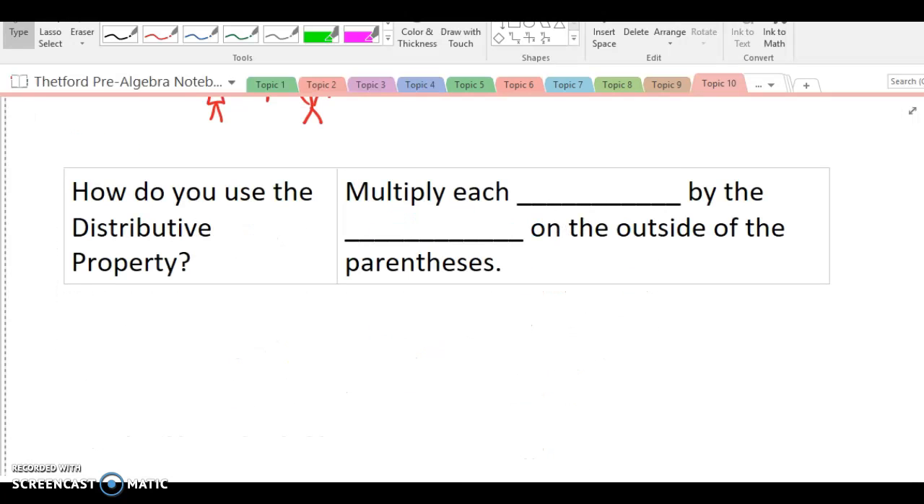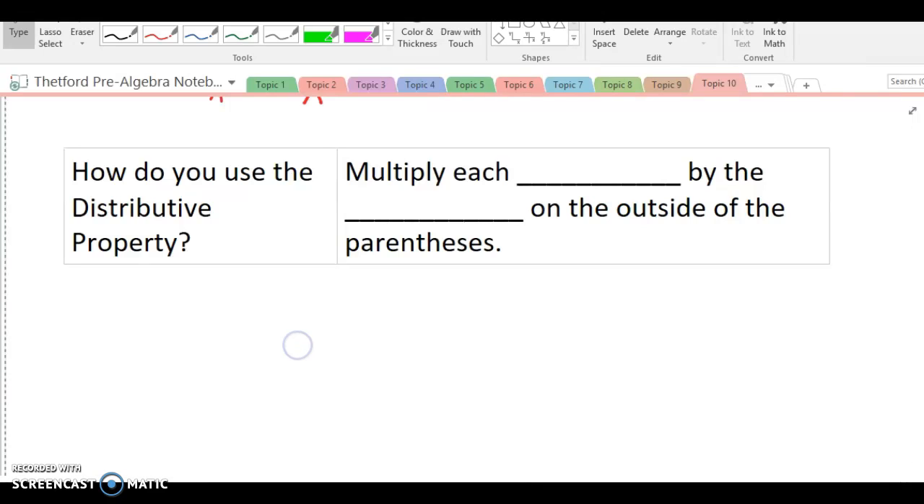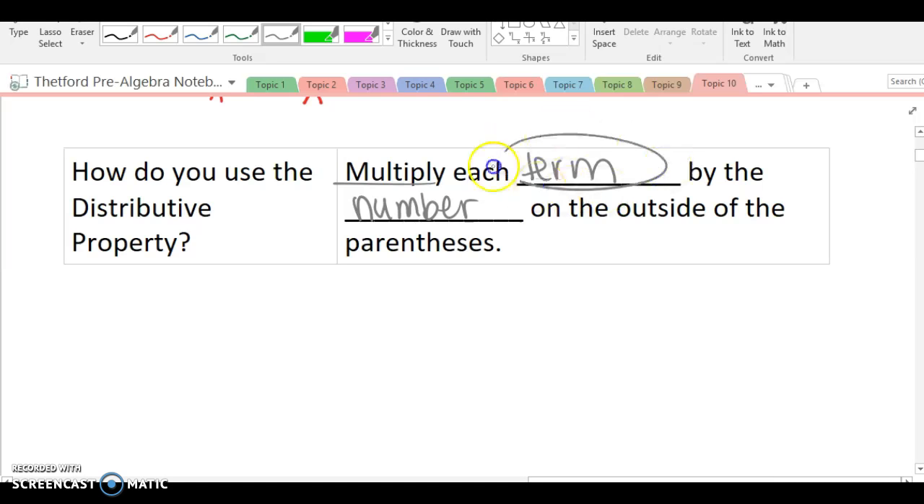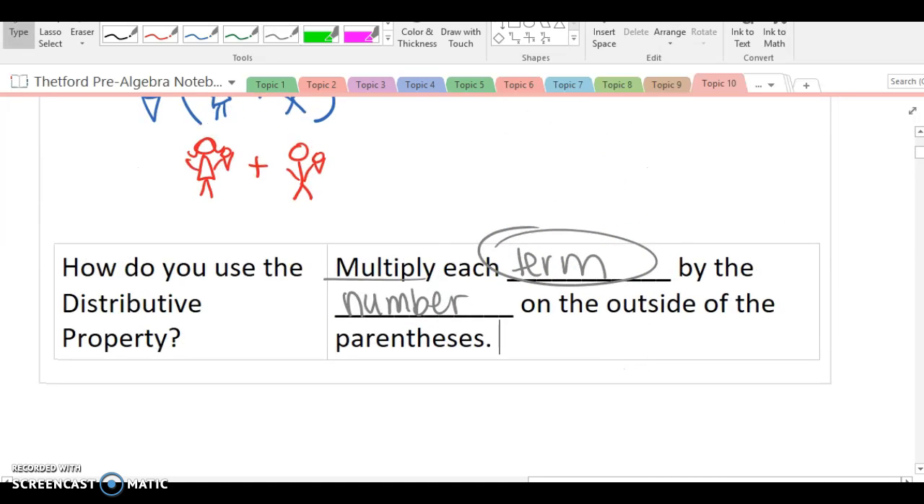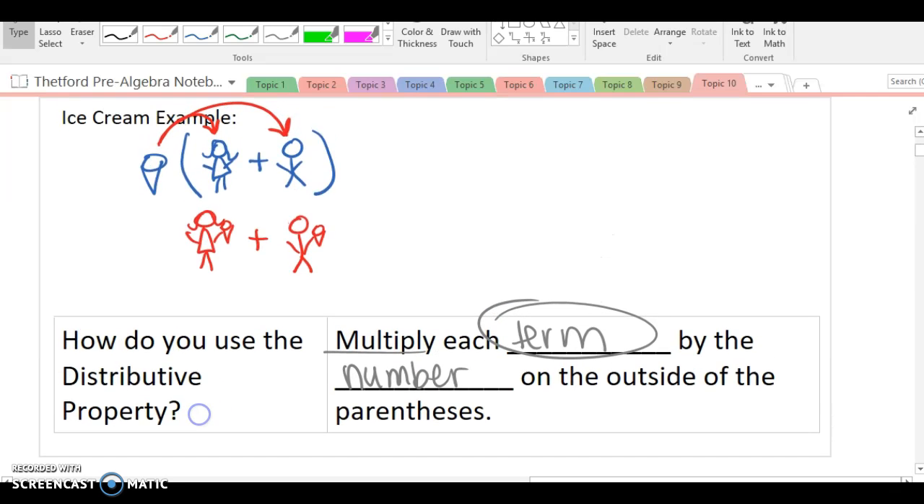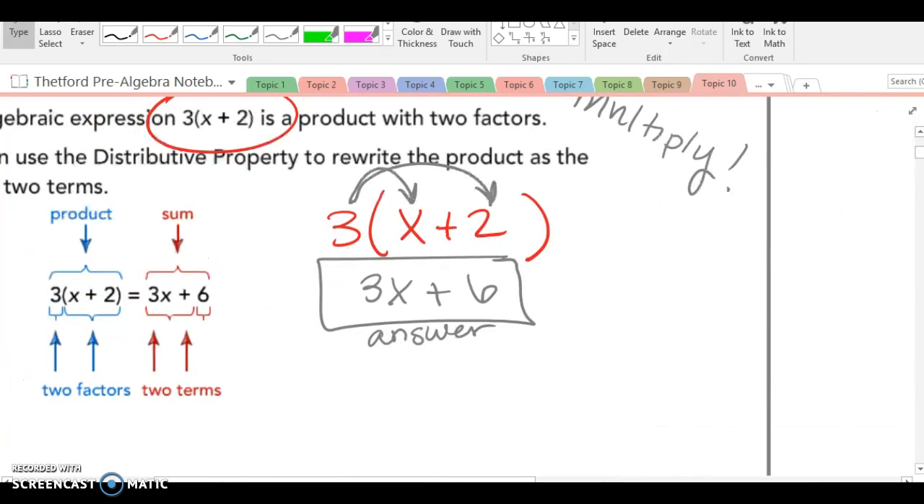So you'll notice on your Cornell notes that you have the question, how do you use the distributive property? And we use it by multiplying each term by the number on the outside of the parentheses. And term just means each thing inside the parentheses. So there are 2 terms inside the parentheses of my ice cream problem, and there are 2 terms, an x and a 2, inside my parentheses.